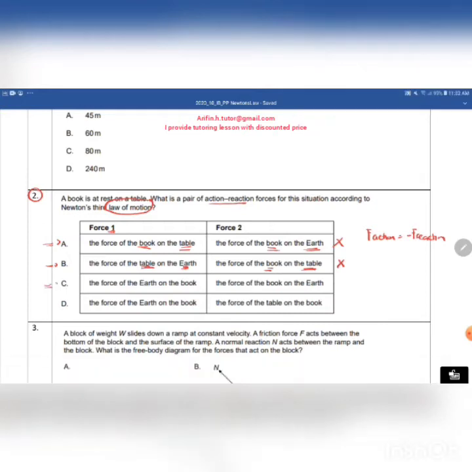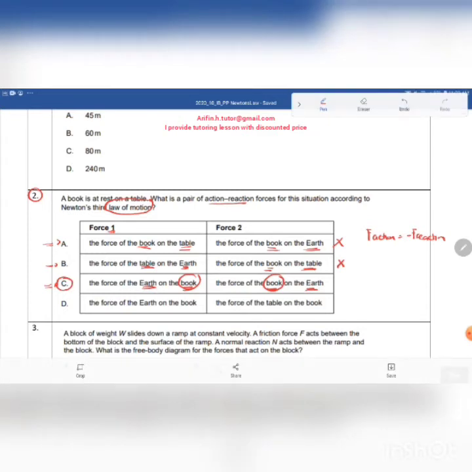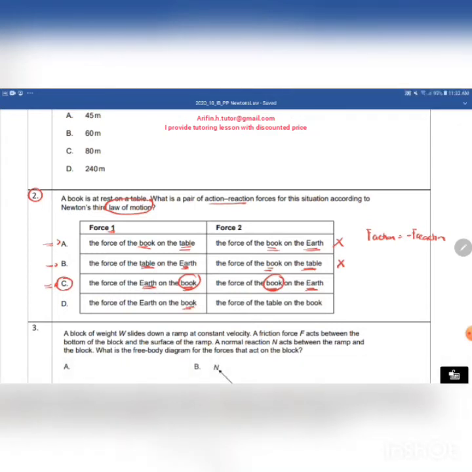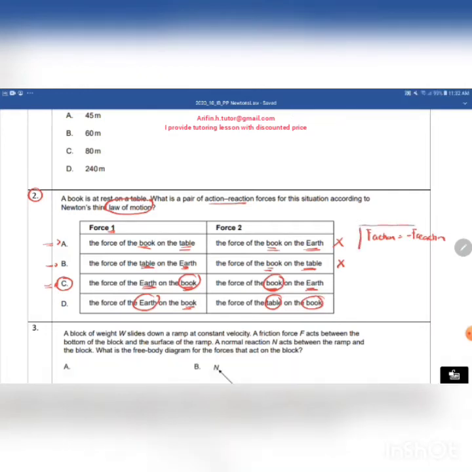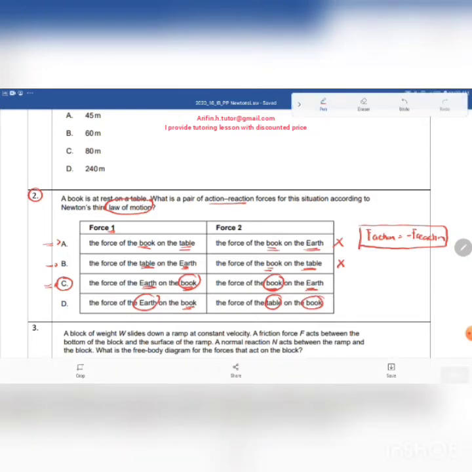How about C? Just take a look. This is earth on book, and then book on earth. Same pair, working on each other. Okay, so this is the correct one. How about D? D is the same kind of mistake. This is earth on the book, and then this is table on the book. That is wrong; it should be the same pair. Now, that is the thing that you need to memorize. Be careful with the objects. Okay, that is for number 2.